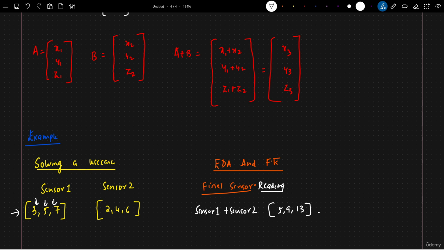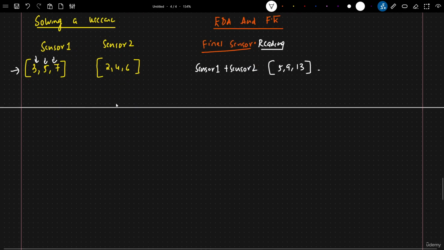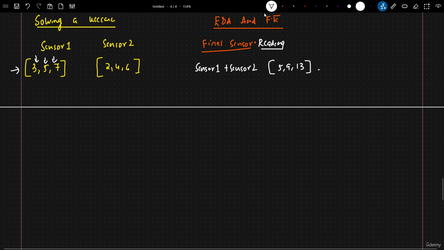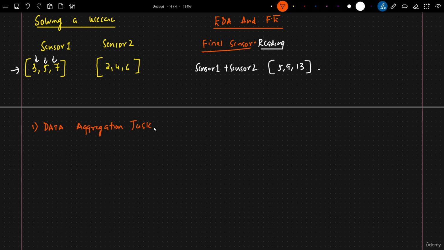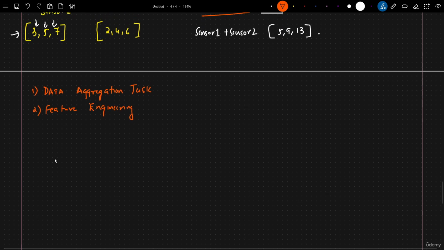Okay, so if I talk mainly with respect to the application in data science, when we say that we are going to use this in EDA and feature engineering, in short, we are using it for data aggregation tasks. Second, we definitely use this in feature engineering, because any changes that I really need to do in my features or in any of the records in the data set, I have to perform feature engineering.